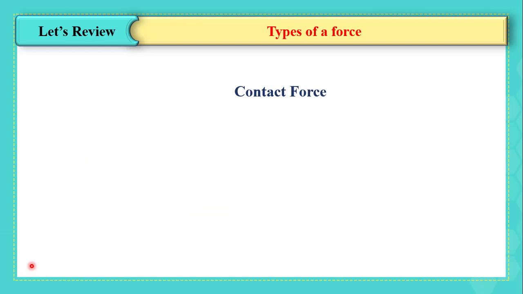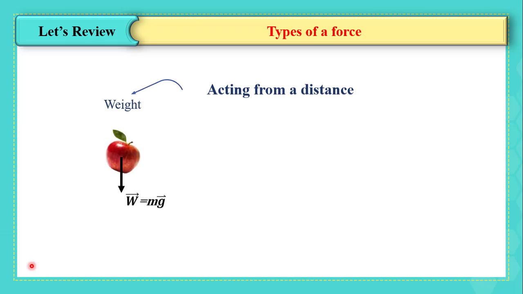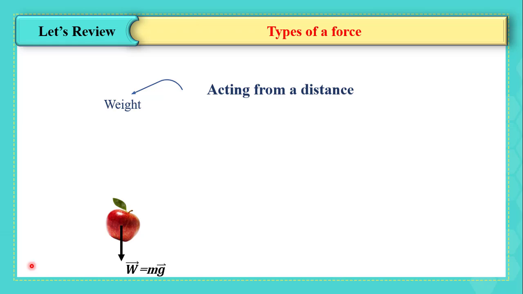Now let's move to the non-contact forces, those acting from a distance. The most important force is the gravitational force, weight, exerted by the gravity of Earth on all objects. This force pulls all the objects toward the center of Earth with a magnitude of mg. Another force is the magnetic force applied by a magnet on another magnet or on metallic objects.